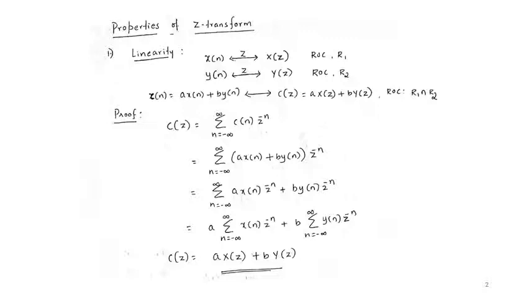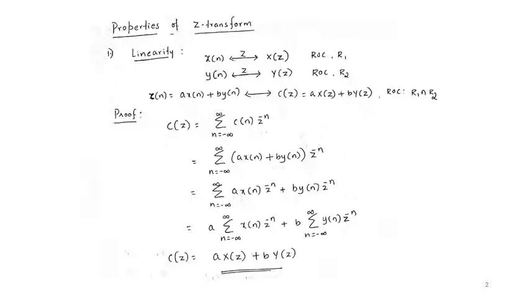the combination of the input signal, the weighted sum of the input signal, that is a into x of n plus b into y of n, has the Z transform a into x of z plus b into y of z. I have taken the resultant signal as c of n, so in Z transform it is c of z. With respect to the ROC, it will be the intersection of R1 and R2. So there are two signals with ROCs R1 and R2, and the ROC of the resultant signal is R1 intersection R2.